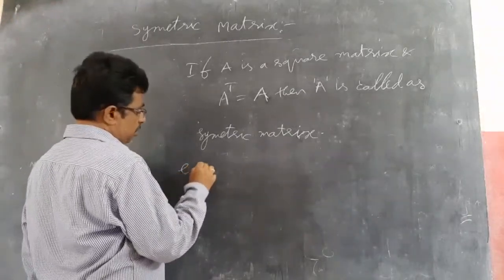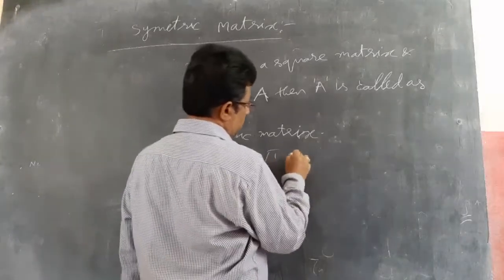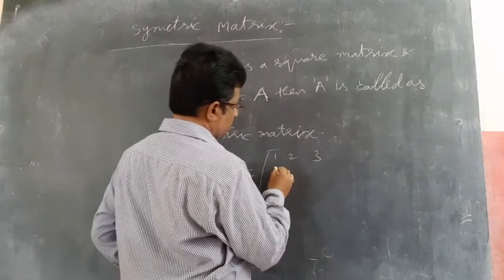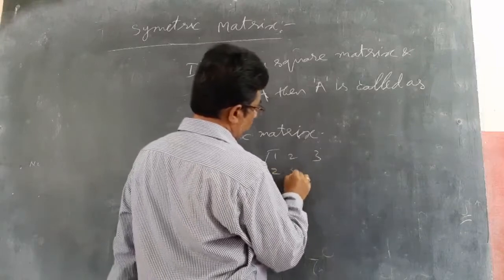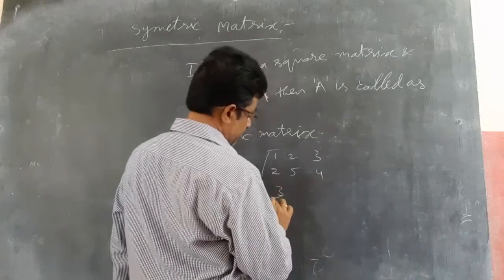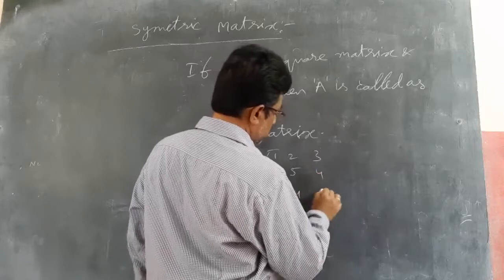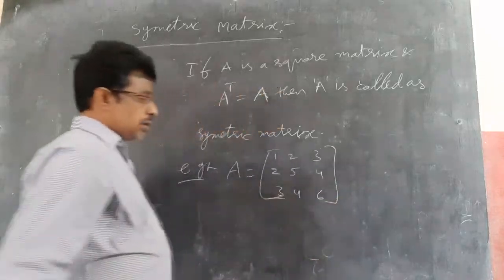For example, A equal to 1, 2, 3, 2, 5, 4, 3, 4, 6.